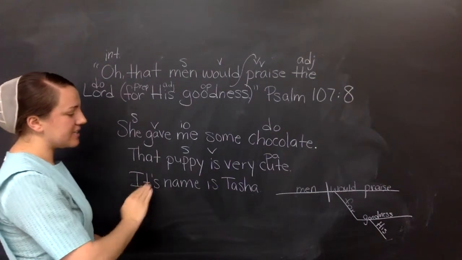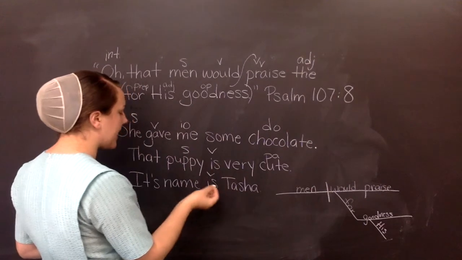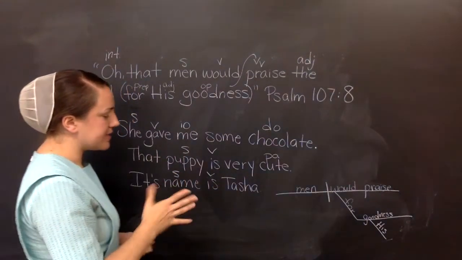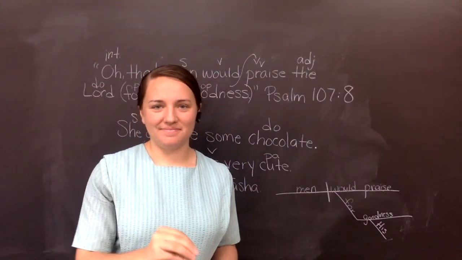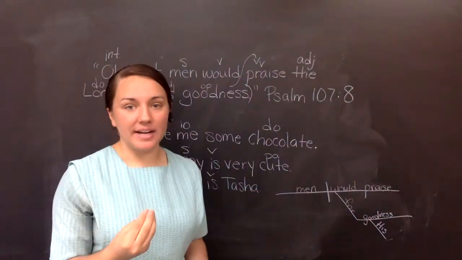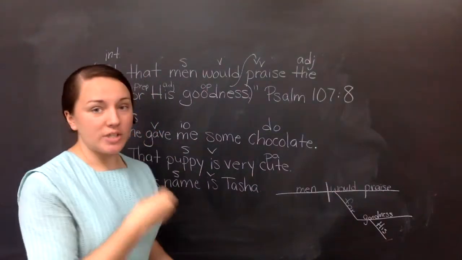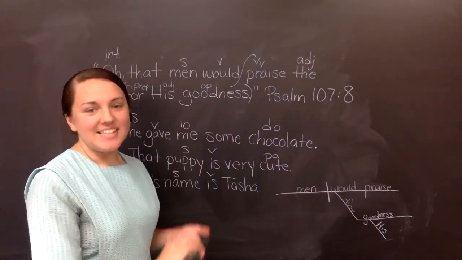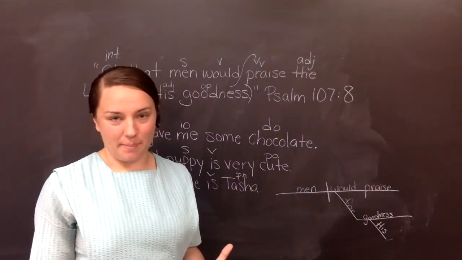Now, the last sentence, its name is Tasha. Is is the verb, and name is the subject. So, is is a linking verb or an action verb? It's a linking verb. So it's going to be a predicate nominative or predicate adjective coming after the verb. Now, does Tasha rename or describe our subject? Tasha renames our subject, right? So Tasha is a predicate nominative.